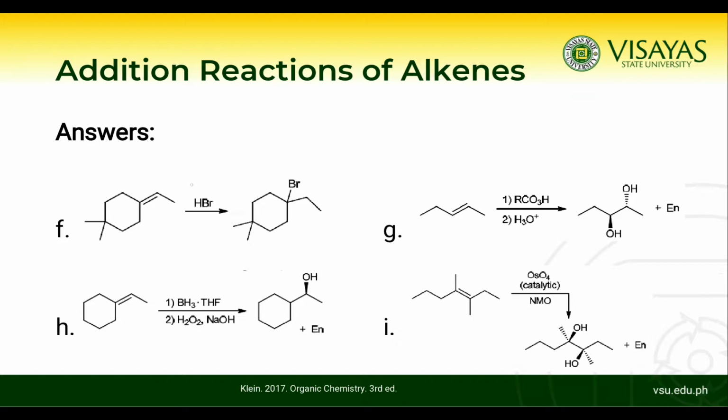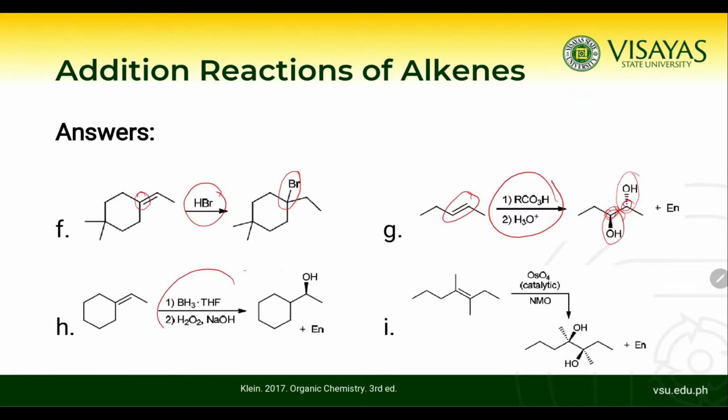For letter F, this is addition of HX. And it follows Markovnikov addition. So, the bromine will bond to the more substituted carbon here. Okay? Letter G is an anti-dihydroxylation process. These reagents here. So, we show that both hydroxyl groups added to our carbon-carbon double bond are on opposite faces. Okay, both carbons here are chiral centers.